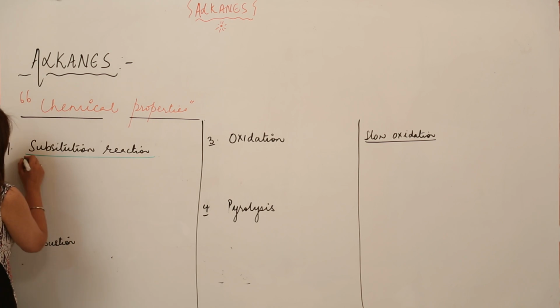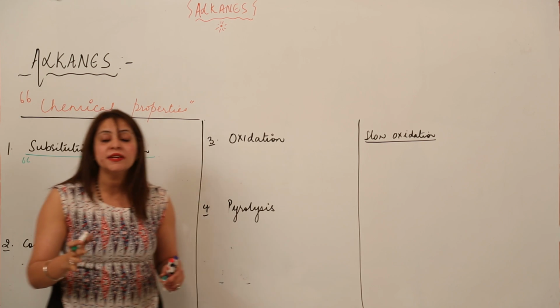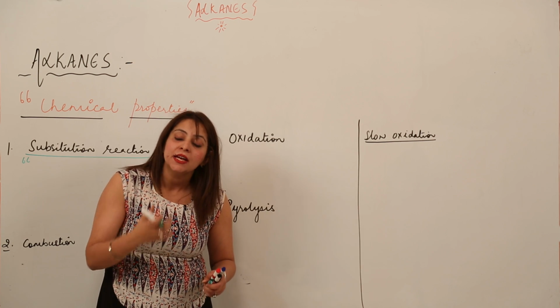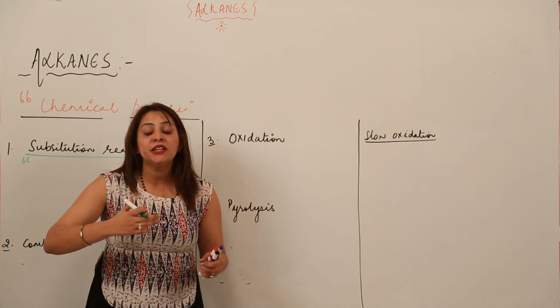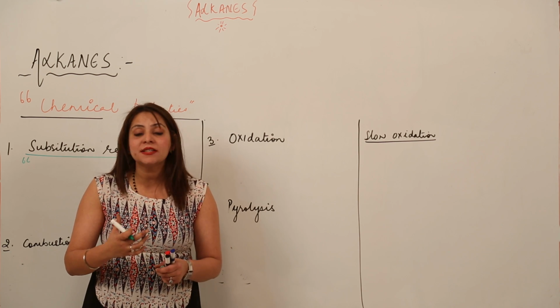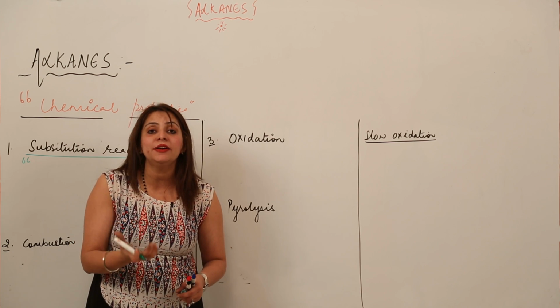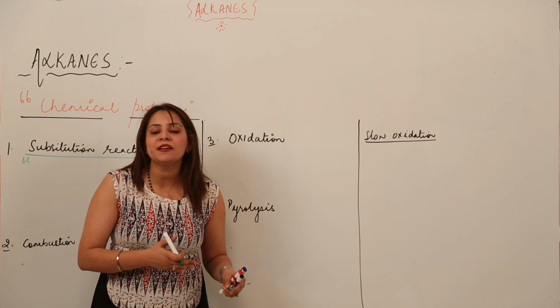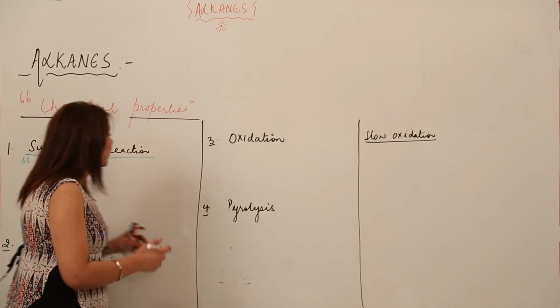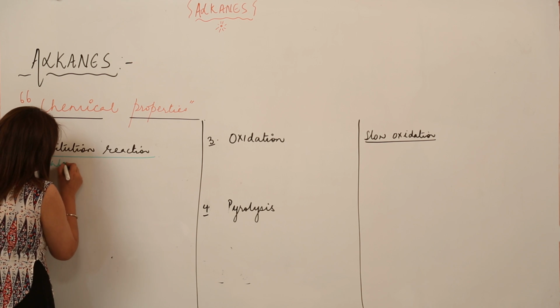And you know that alkanes are called paraffins. That means they have low affinity, but still they show a certain substitution reaction, a kind of substitution reaction which occurs in presence of sunlight. And what is that reaction? Obviously it belongs to a category of substitution, but what is that? It is chlorination of methane.